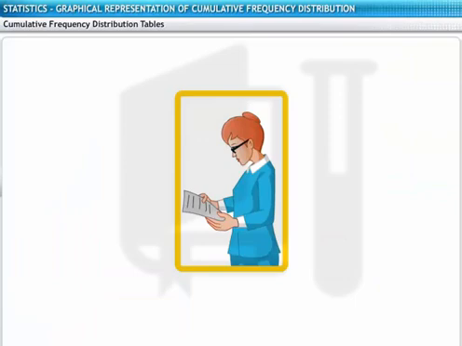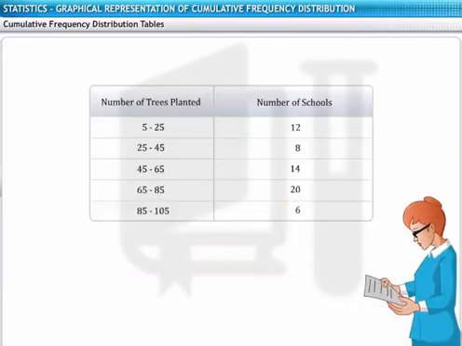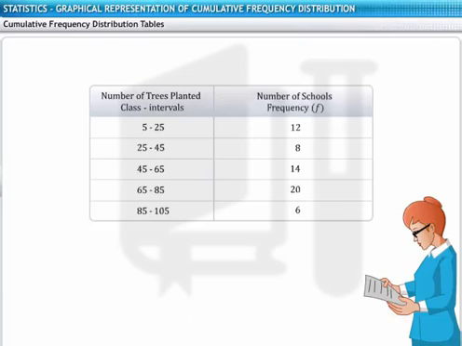Miss Greenfingers has recently completed a tree plantation program for the local schools in her city. In all, 60 schools participated in the program. She has the data of the number of trees planted during the program in a frequency distribution table. Here, the first column displays the class intervals and the second displays the frequency. Can we represent this data graphically? Yes, we can.